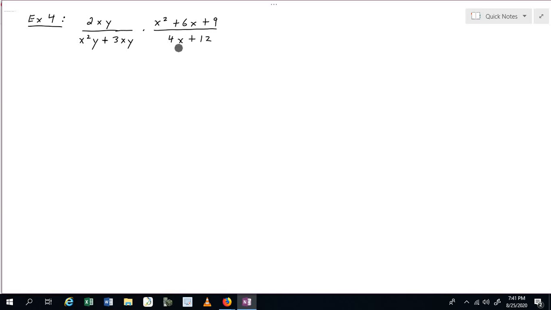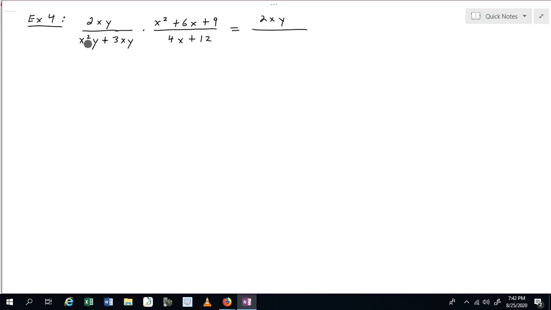Okay, it just makes things a lot easier if you can see what cancels out before you start multiplying everything together. And so that's what we're going to do first. And that's probably what you should always do first. We're going to factor and then look to cancel any factors that are in common with the top and the bottom. Okay, so starting with the 2xy, that doesn't factor because there's only one term.